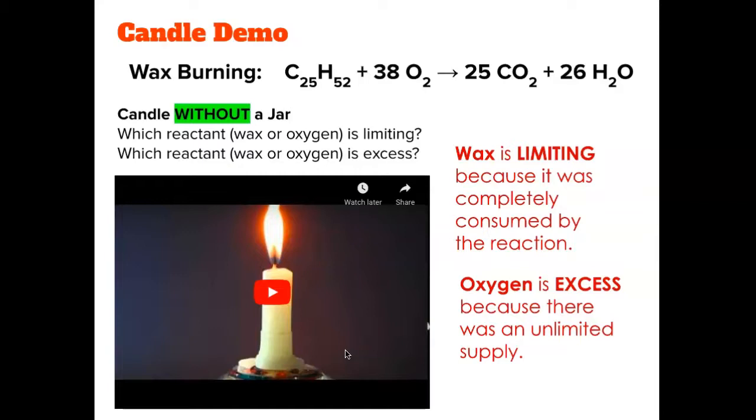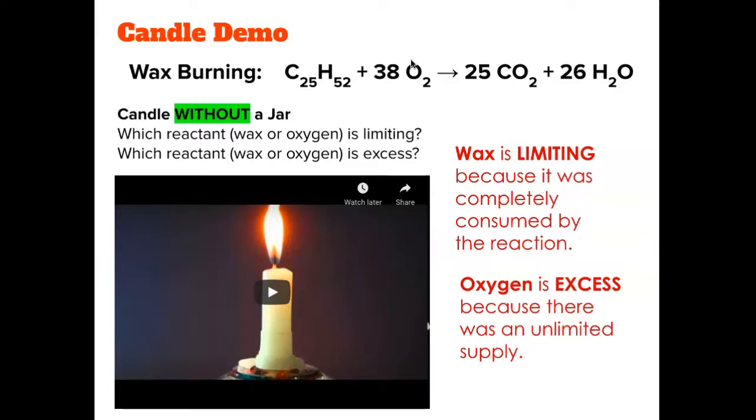And then that means our other reactant, oxygen, was left over. And that's why you can burn a candle in your room and not suffocate, right? Because the candle is not going to use up all of that oxygen in the room. We'd be in trouble, right? We wouldn't be able to have a fire indoors if the candle used up all the oxygen in the room.